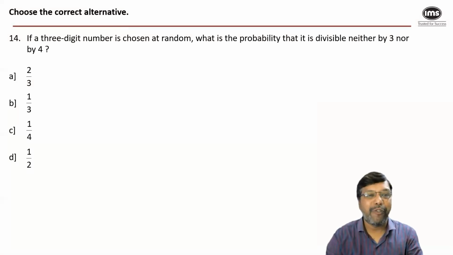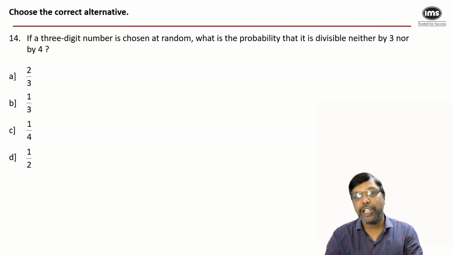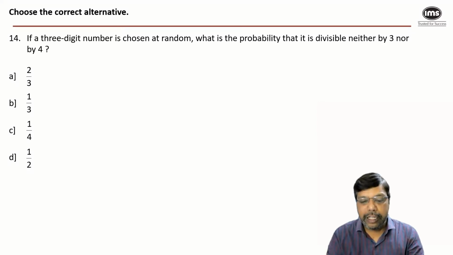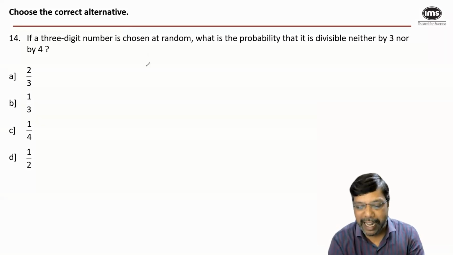Let's see the question number 14. If a 3-digit number is chosen at random, what is the probability that it is divisible neither by 3 nor by 4? Now, how many 3-digit numbers are there? Starting from 100 till 999, we have 900 3-digit numbers.